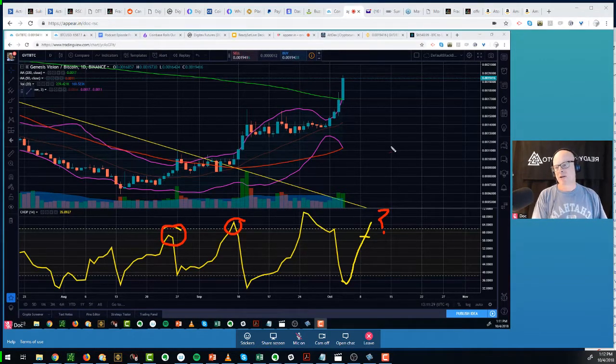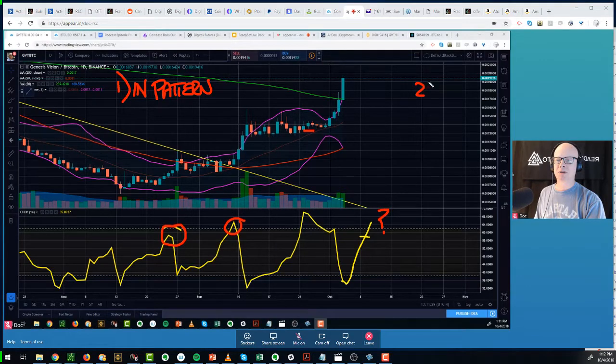Now, why is that an advantage? An advantage might be that, first of all, you might be able to get a slightly lower price. Okay, so I'm going to put down here 1, and I'm going to write in, let's go with a pen here, in pattern. And then number 2 is going to be breakout. In pattern or breakout. Those are going to be the two entries that you're going to look for.